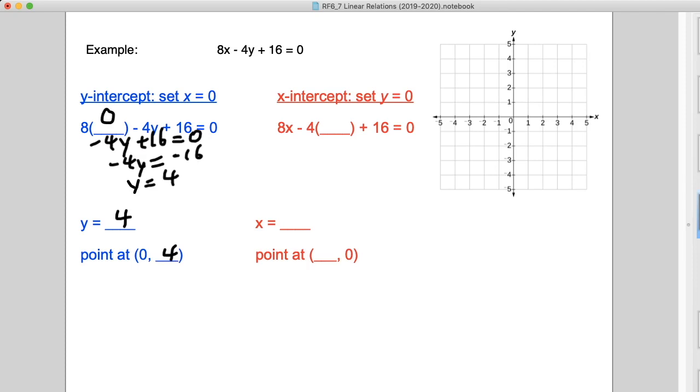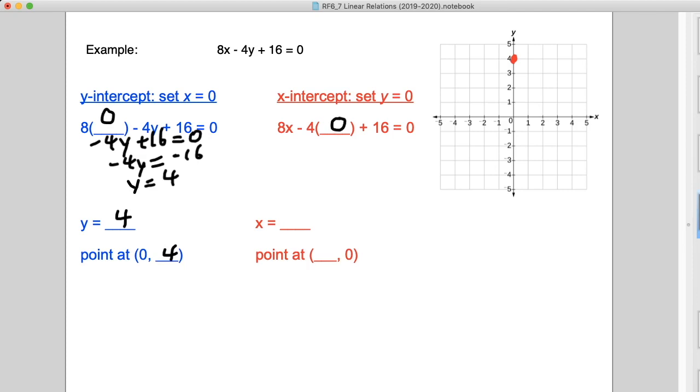I'm going to go ahead and graph that over here. So 0, 4, right up here. Now for your x-intercept, we're going to set y equal to 0. So that means that instead of having a y here, I'm going to make that equal to 0. So I'm going to have negative 4 times 0. That'll look like 8x minus 4 times 0 plus 16 is equal to 0.